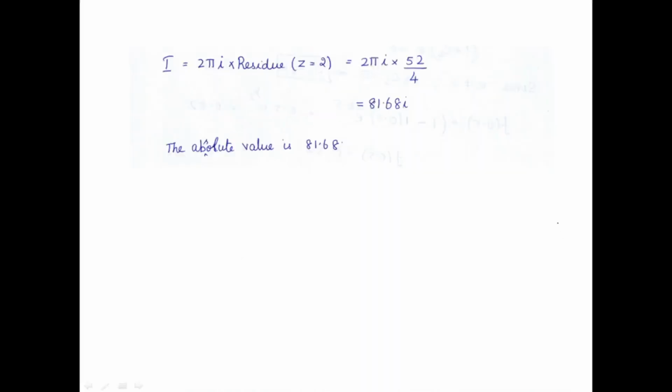Now integral I is equal to 2 pi i into residue at z is equal to 2. That is residue is 52 divided by 4 into 2 pi i. By simplifying it, we will be getting 81.68 i. In the question, they have asked only the absolute value. So the absolute value is 81.68.